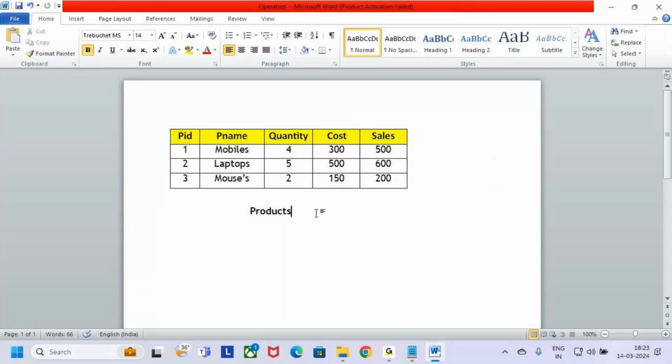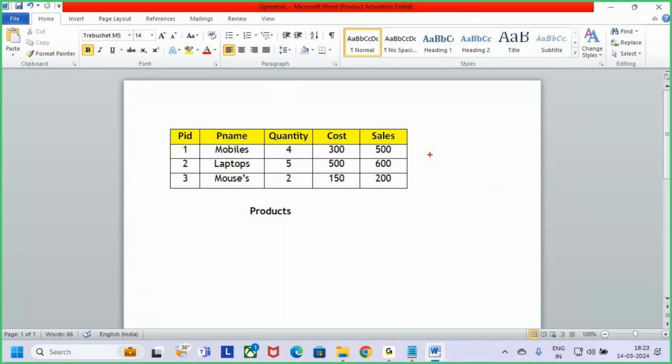And next my requirement here is, I want to find out the product details where the cost price is less than 300, guys. Now see, how many products are there where the cost price is less than 300? Only one product. What's that product?